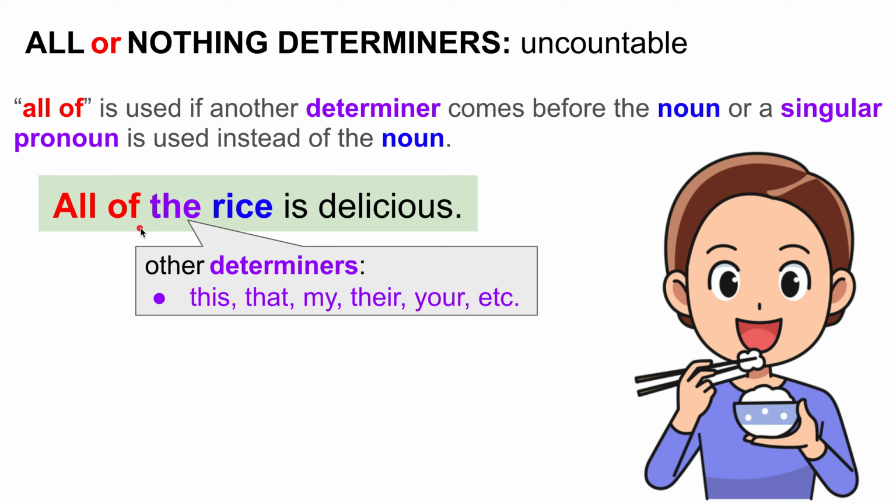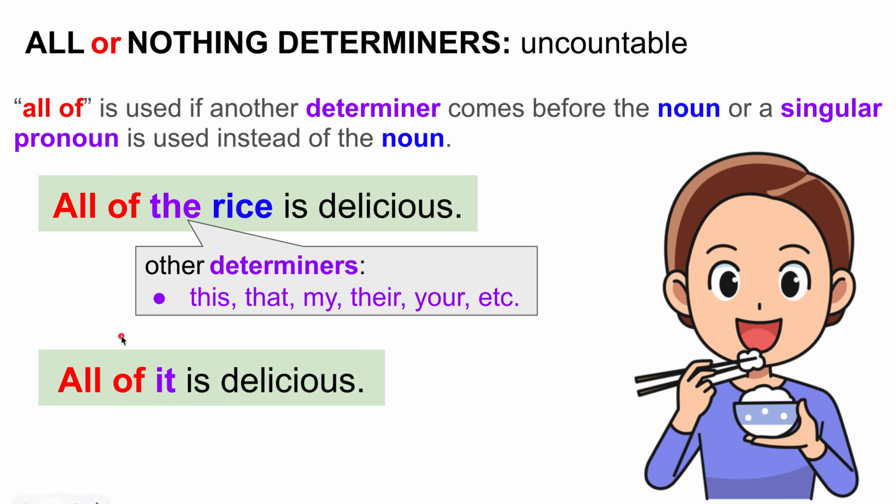All of your rice is delicious. Okay, but if I have a determiner before the noun, then I have to use all of. If I replace my uncountable noun with a singular pronoun, then I would use all of it. All of it is delicious. Okay.